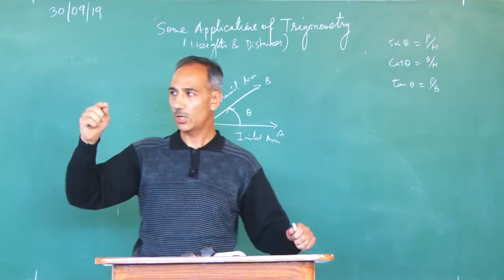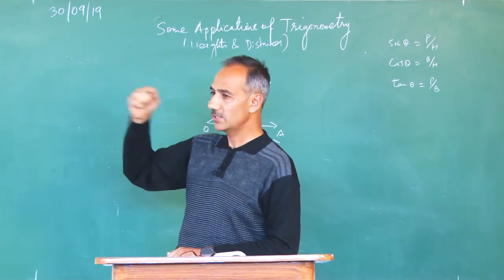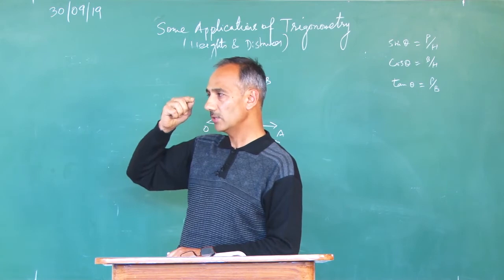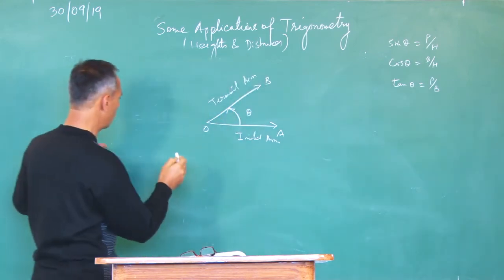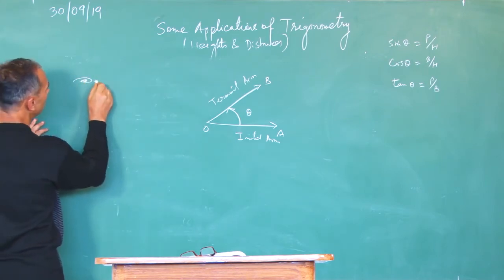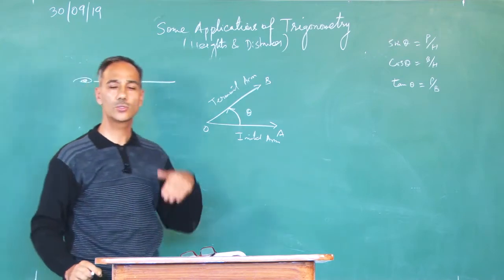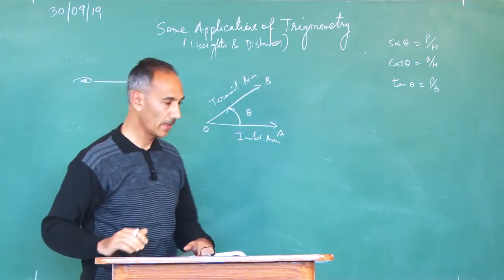If I'm seeing an object which is at my eye level, the imaginary line joining the eye to the object, we express it this way. If this is the eye, this is the horizontal line. This is basically the line of sight. It's also known as the horizontal plane of the eye.